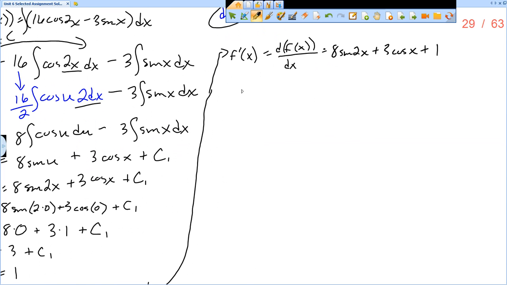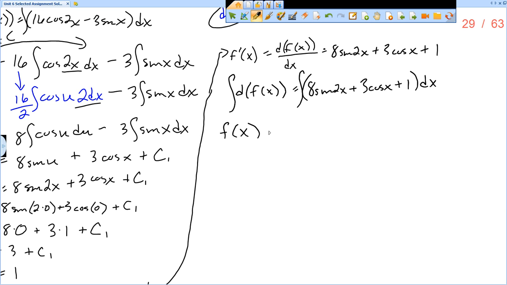All right, so now I'm going to multiply by dx. So I get that df of x equals the quantity 8 times the sine of 2x plus 3 times the cosine of x plus 1, all times dx. So now once I separate the differentials, I can integrate. On the left side, the integral of the derivative of f of x is f of x, of course, and then plus c, but remember that plus c is going to end up just on the other side. So f of x equals.